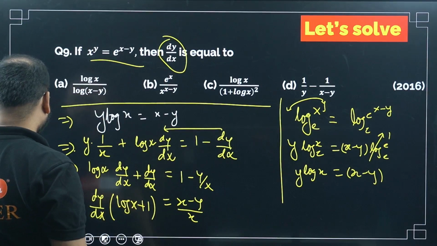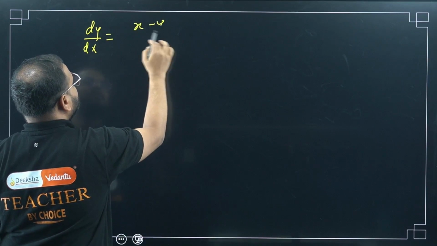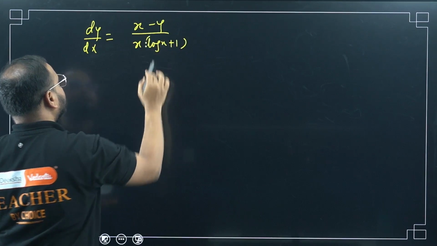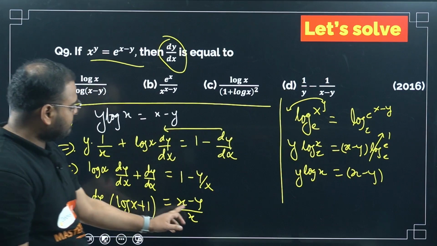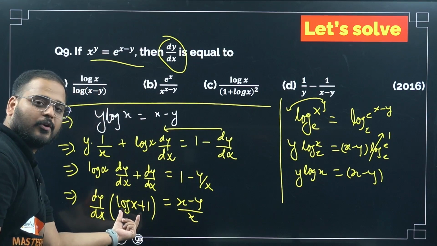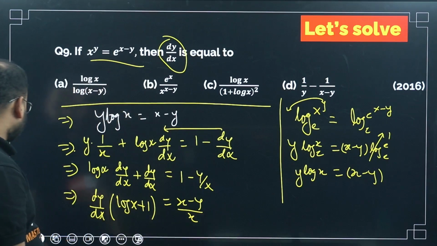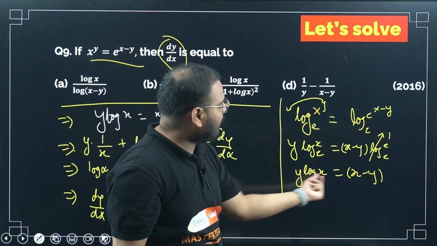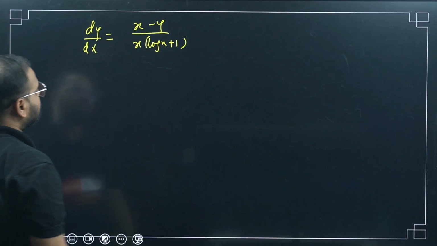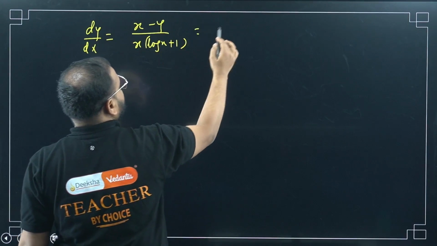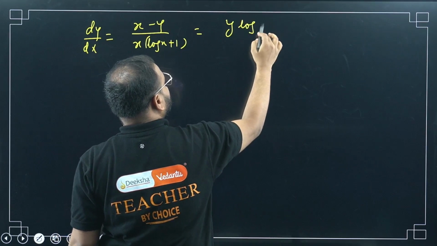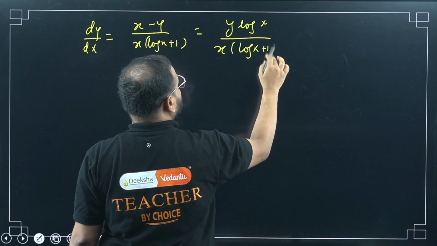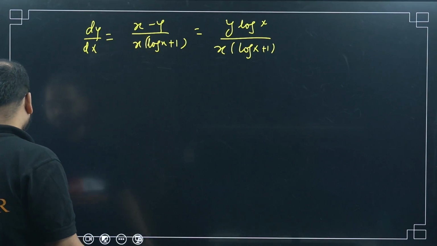I'll write it as x minus y upon x times log x plus 1. This was in the numerator, over here it becomes the denominator, so log x plus 1. Correct? What is my value of x minus y? Please check from here. Y log x is the numerator now, and this is simply x log x plus 1. If you're asking why, it's because this is my x minus y value.